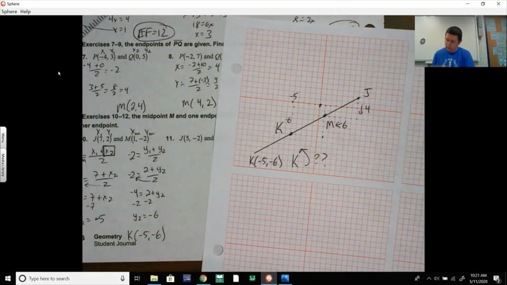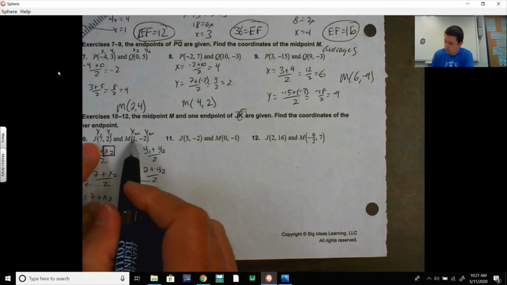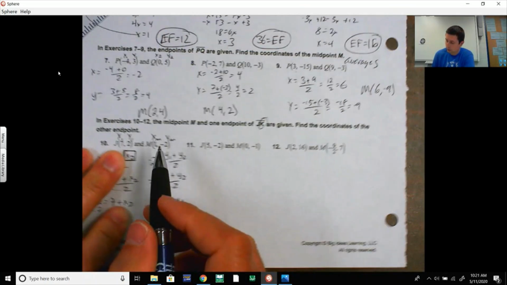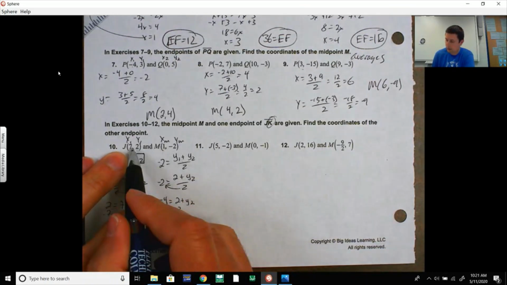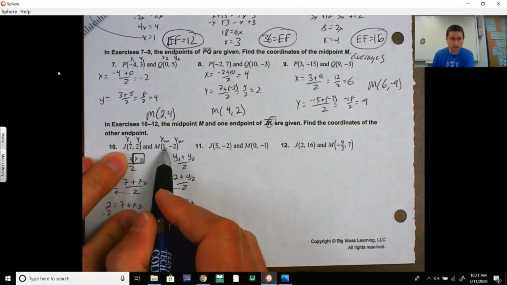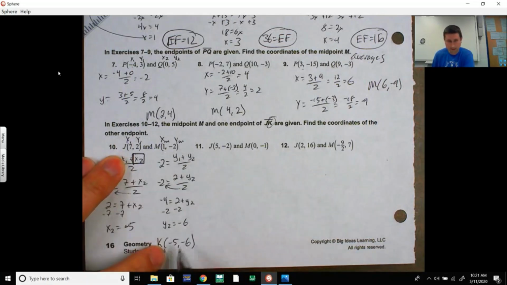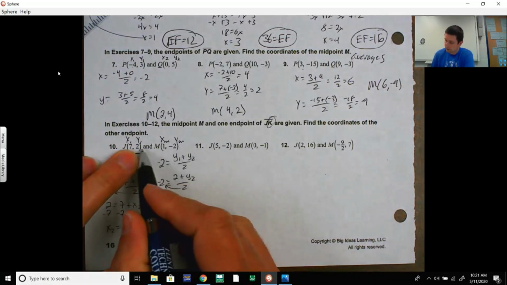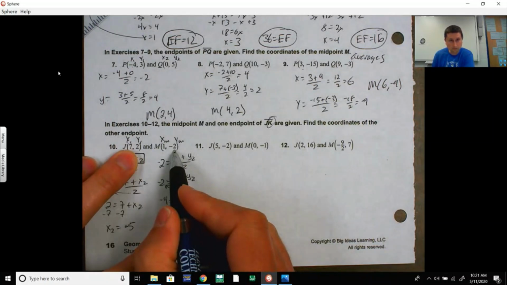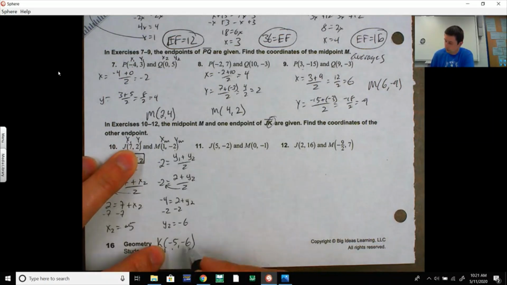So if you start with J and you're working your way here, do that same pattern as you go to K. So how do I go from 7 to 1? Well, I subtracted 6. So what's 1 minus 6? Negative 5. How do I go from 2 to negative 2? Well, I subtract 4. So negative 2 minus 4 gives me negative 6.